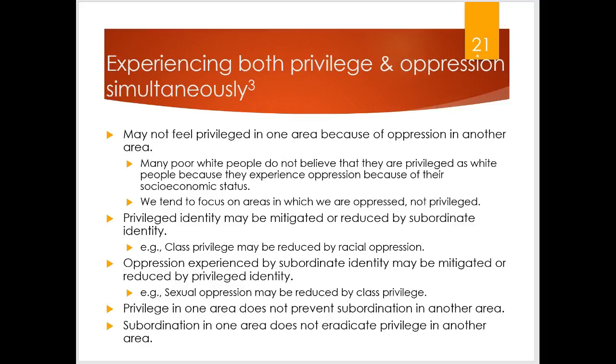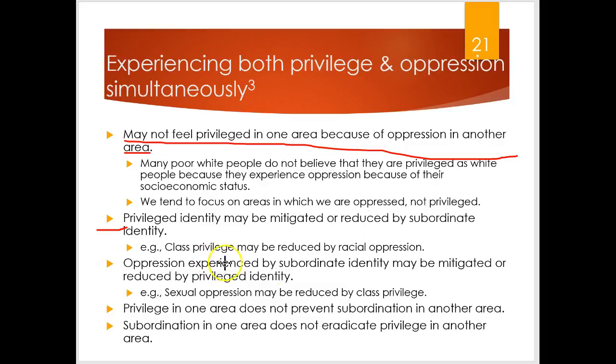Okay, so this concept of intersectionality, that is, when we experience both privilege and oppression simultaneously, has several results. One of the results is that we may not feel privileged in one area because of our oppression in another area. Okay. An example of this is that many poor white people don't believe they're privileged as white people because they experience oppression because of their socioeconomic status. Okay. And as I said earlier, we tend to focus on areas in which we are oppressed and not those in which we are privileged. Okay. Also, privileged identities may be mitigated or reduced by subordinate identities, such as class privilege may be reduced by racial oppression. So a person of color that is in the upper class, his or her class privilege may be reduced by his or her racial oppression.